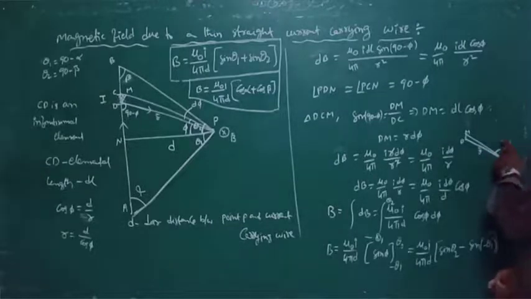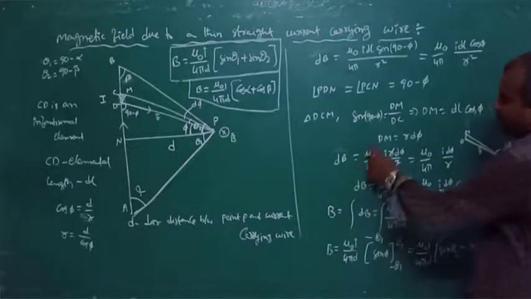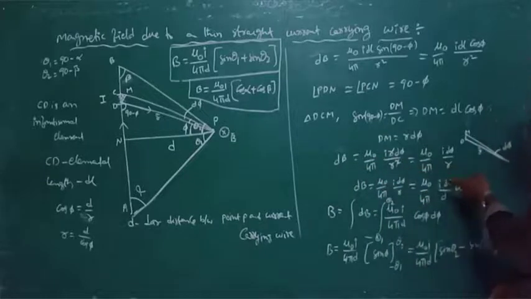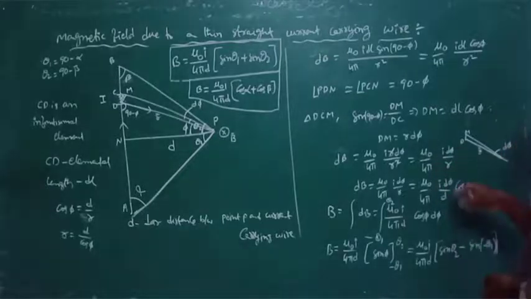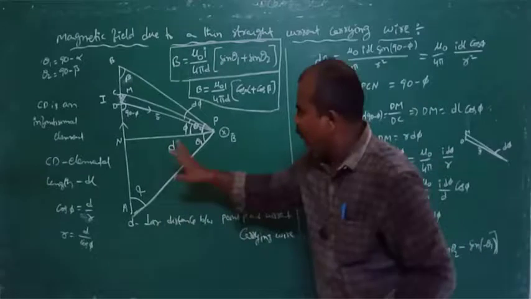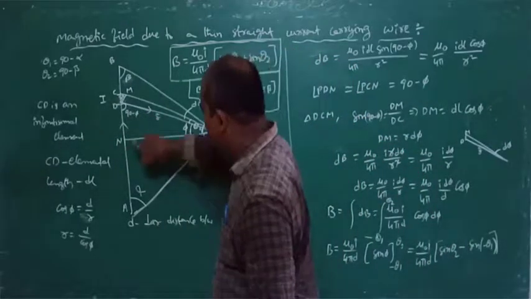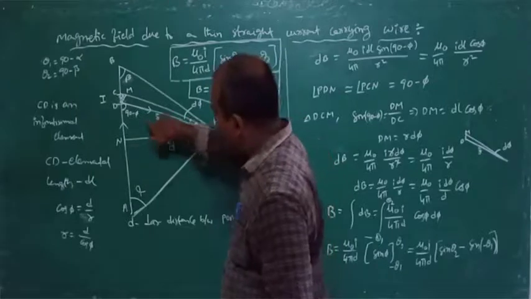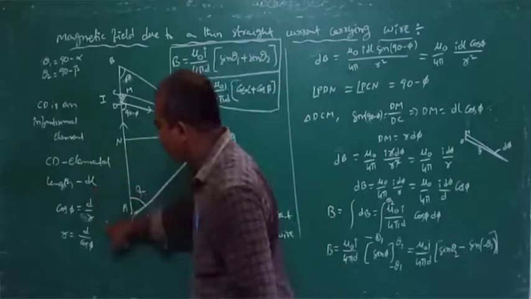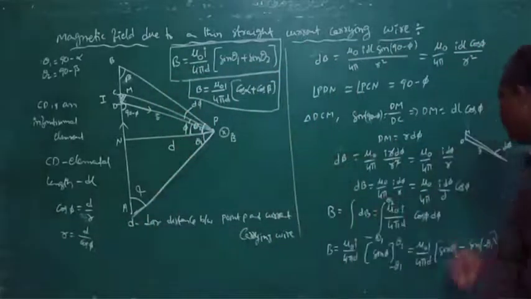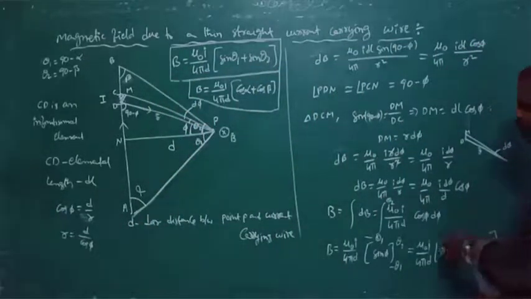Therefore dB is equal to mu naught by 4 pi into I r d phi by r square, that is mu naught by 4 pi into I d phi by r. Then r is equal to d by cos phi. According to triangle PDN, cos phi is equal to adjacent side by hypotenuse, that is d by r. So r is equal to d by cos phi. Then we can substitute here.